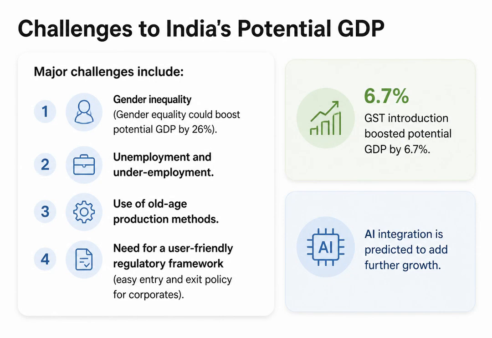India faces several structural challenges in reaching its potential GDP. A massive factor is gender inequality. Studies show that achieving gender equality could boost India's potential GDP by a staggering 26%. Other hurdles include chronic underemployment, reliance on outdated production methods, and complex regulatory frameworks that make it hard for businesses to enter or exit the market. However, reforms like the introduction of GST and the future integration of artificial intelligence are actively expanding India's economic potential.